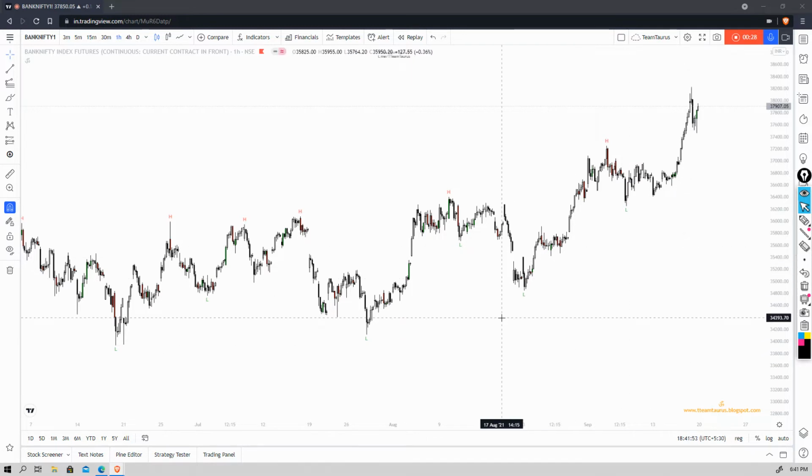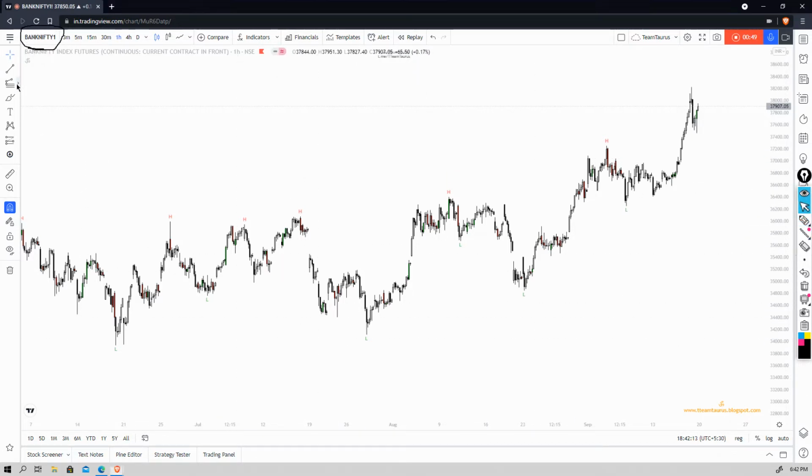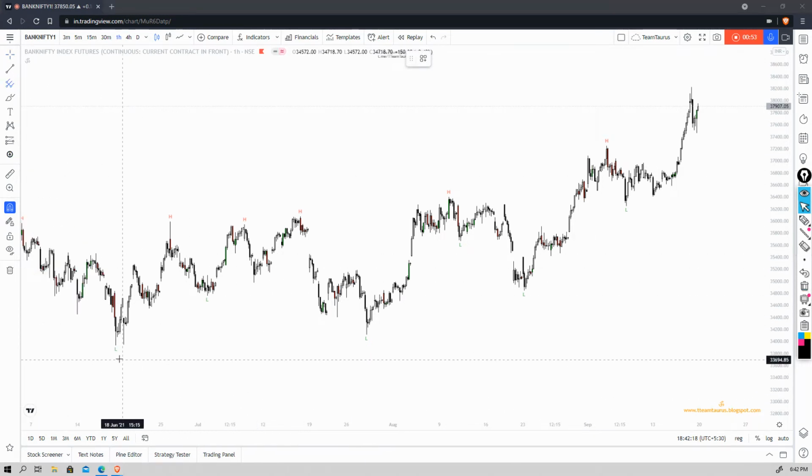So now, how to draw a pitchfork. A pitchfork needs 3 points: point A, point B, and point C. For that, I'm using the swing highs and lows. On a 1 hour time frame, this is Bank Nifty futures that I have chosen to draw this pitchfork. We will see how I use Pitchfork.